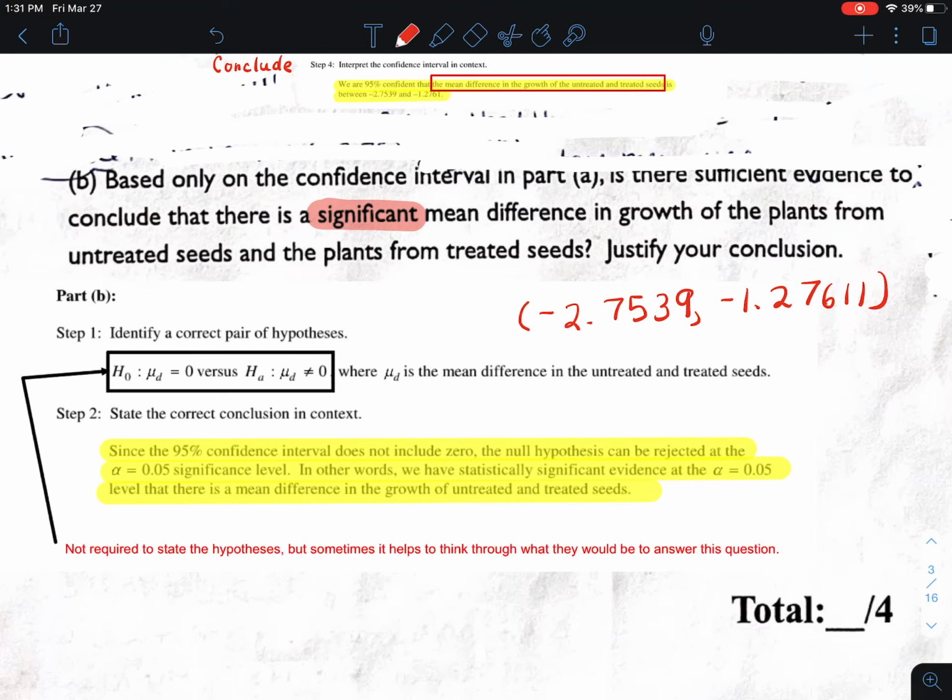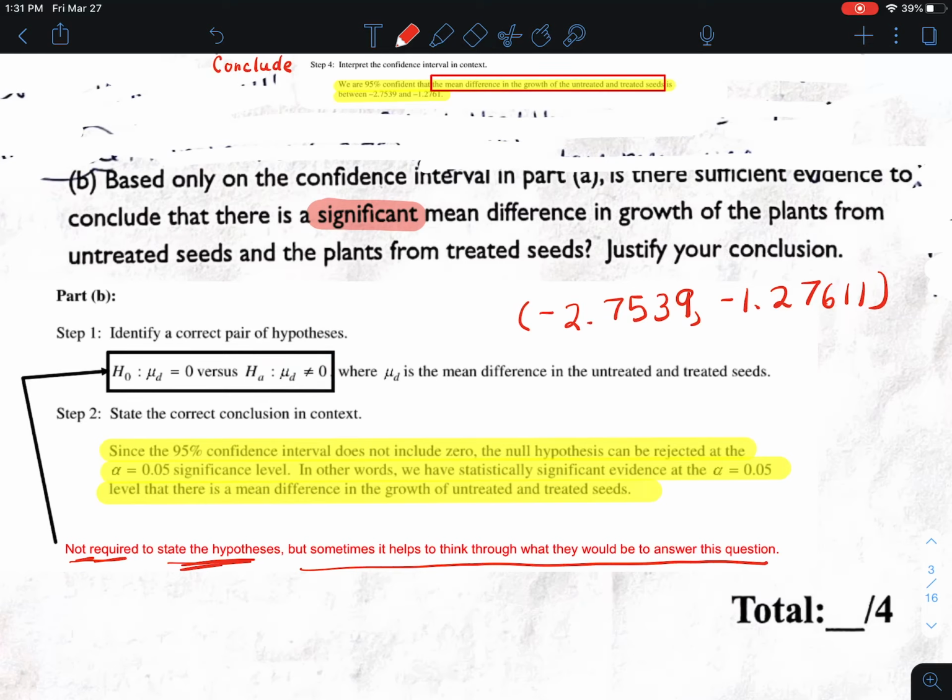While it's not required that you state hypotheses, I think it could be helpful for you to think through what those hypotheses would look like. What this is basically asking is, for our null hypothesis, if we were to do a hypothesis test for this, we would say that there is no mean difference here. That's just 0, versus there would be a difference for the alternative.